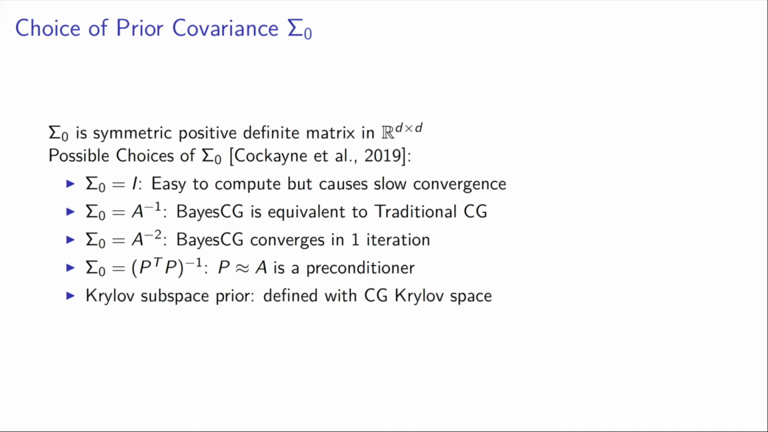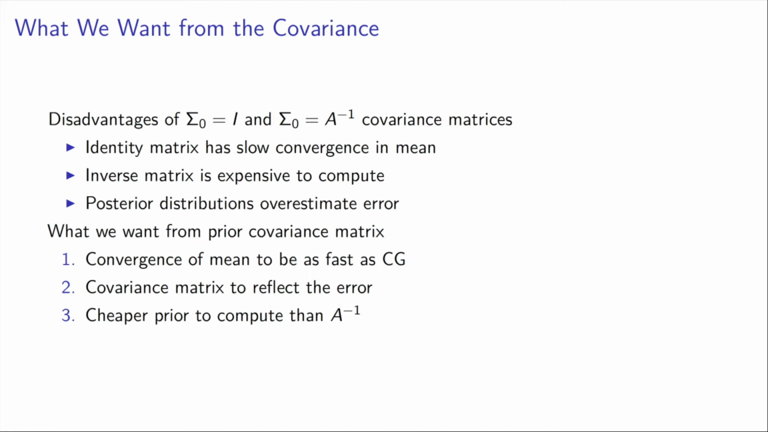We can also define the prior covariance in terms of a preconditioner, where the matrix P is approximately the matrix A. And we can also define a prior covariance in terms of the Krylov subspaces used in CG. So some downsides of the prior covariances being the identity matrix or the matrix A inverse is that the identity matrix causes the posterior mean to converge slowly. The inverse matrix is expensive to compute, and if you have the inverse matrix, you don't really need to solve the linear system. And with both these prior covariance matrices, the posterior distributions overestimate the error.